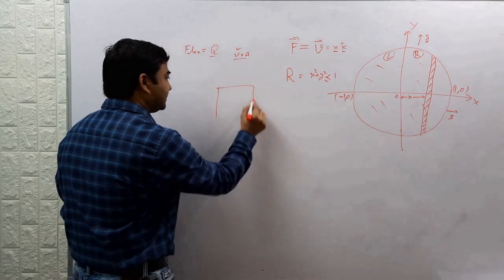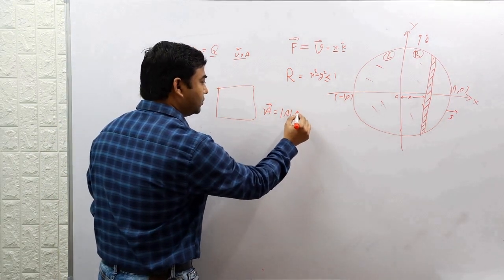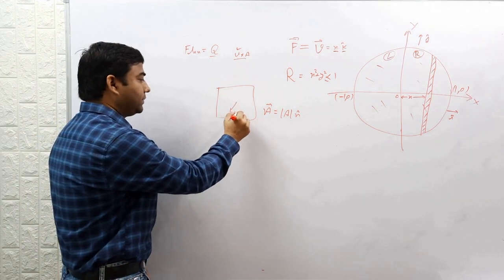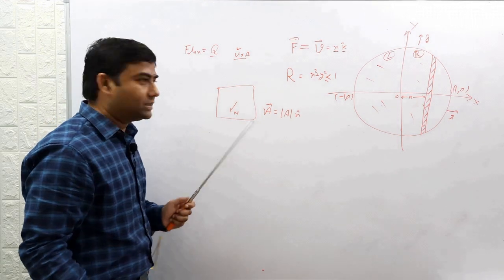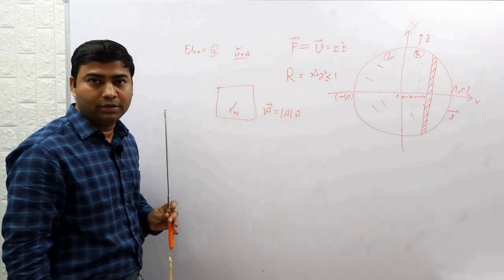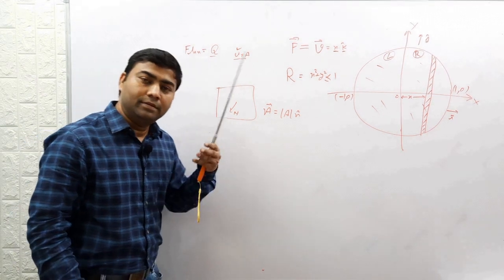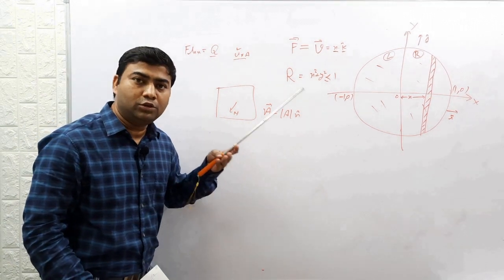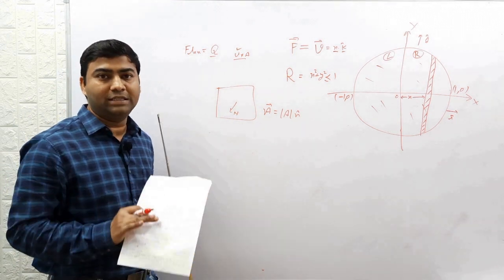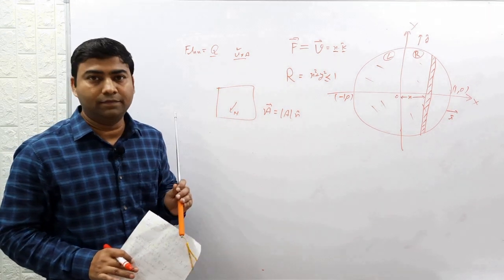For a flat surface, the area vector is mod of A into vector n, that is, unit vector n normal to this area. Now you can assume two normals. One is upward, above the board, and the second is downward, below the board. So the area vector can have two directions for a flat surface. But whatever direction you choose, one option is above the board positive and below the board negative, and the second is below the board positive and above the board negative.